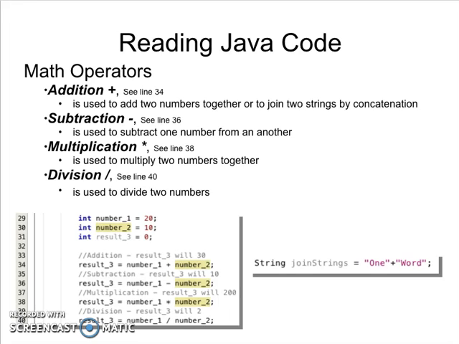It is used to multiply two numbers together. And the division sign is used to divide two numbers. Now, interestingly enough, this division symbol will only yield a whole number. If you want the remainder, you have to use the percent sign, which represents that you want to know the remainder of a division problem. It won't give you the whole number portion, but it will give you the remainder portion.